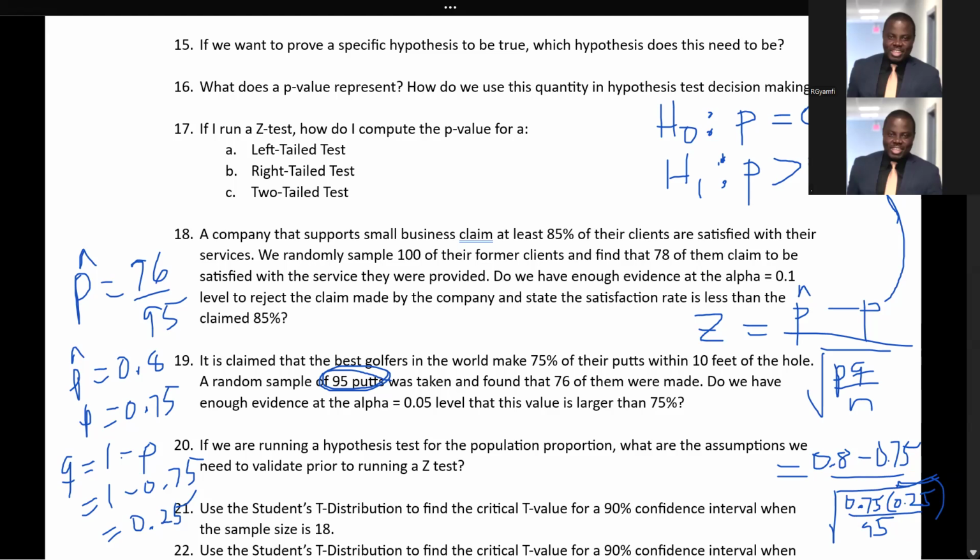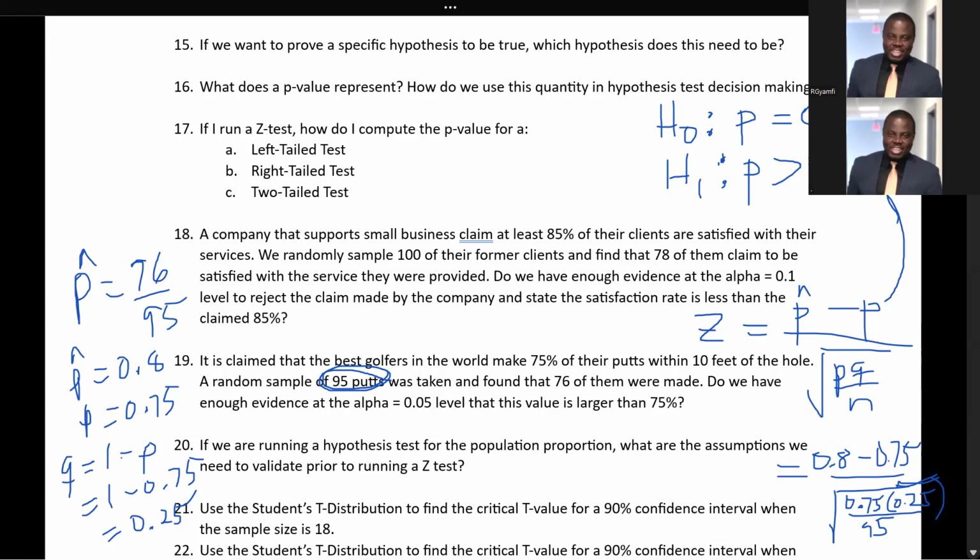Now, you've got to go to the calculator. Now here, you've got to do the top. That is 0.8 minus 0.75 first. That is 0.05. That's what you get. So you write that down, 0.05. And then you go to the bottom.